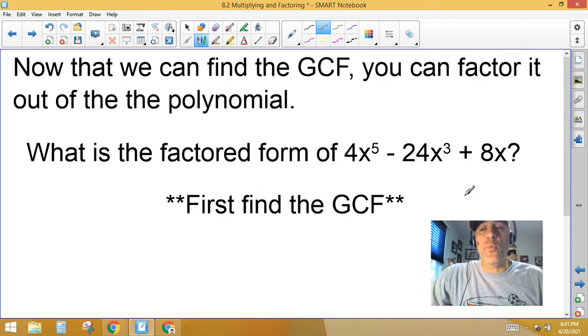All right, so now that we can find the GCF, what we can now do is factor it out. Meaning, I'm going to make it look like I need to distribute when I'm done. All right, we're undoing everything we just learned on A2A. Now we're in A2B.